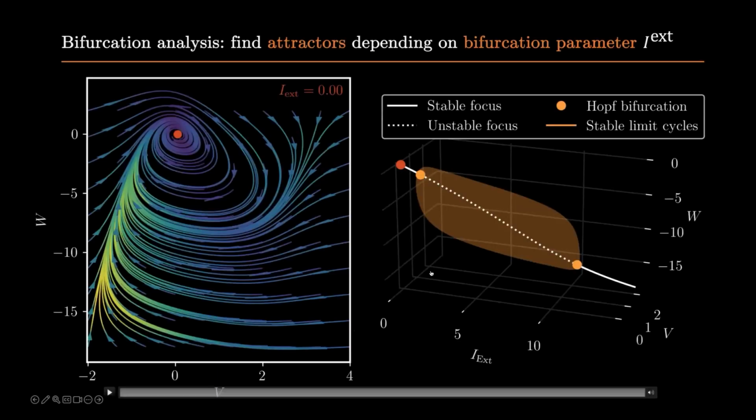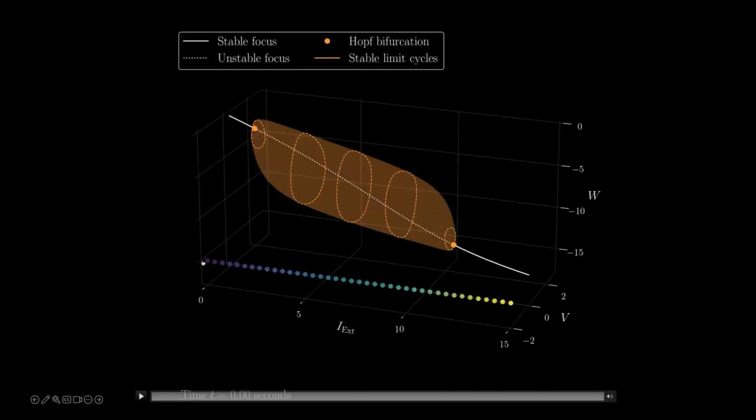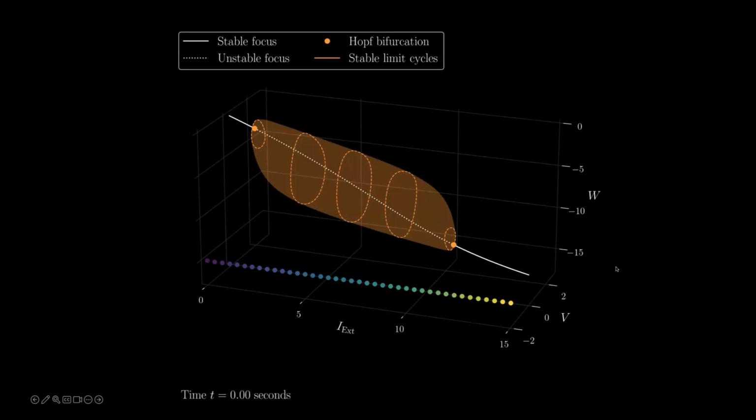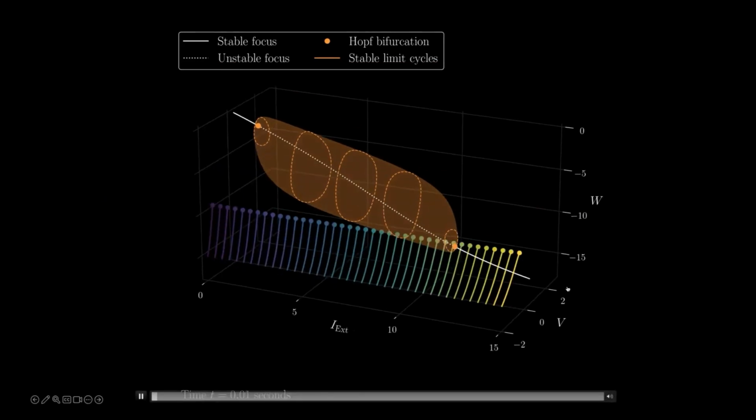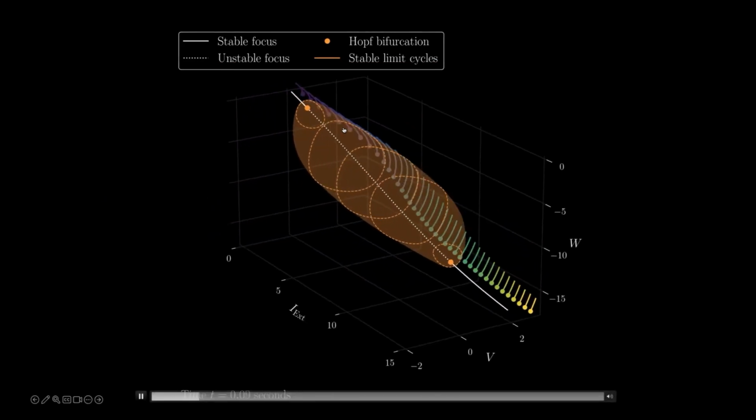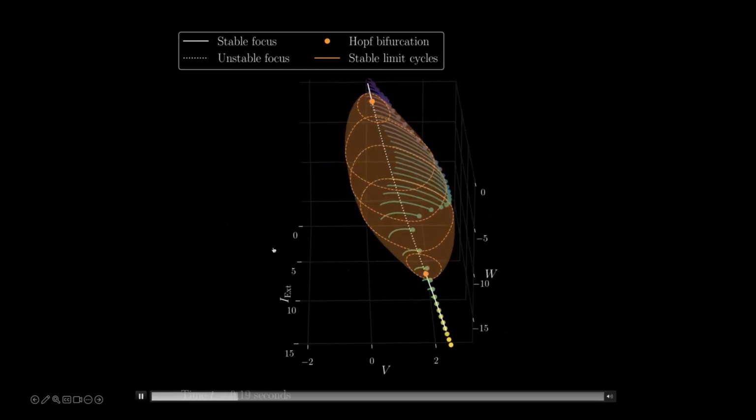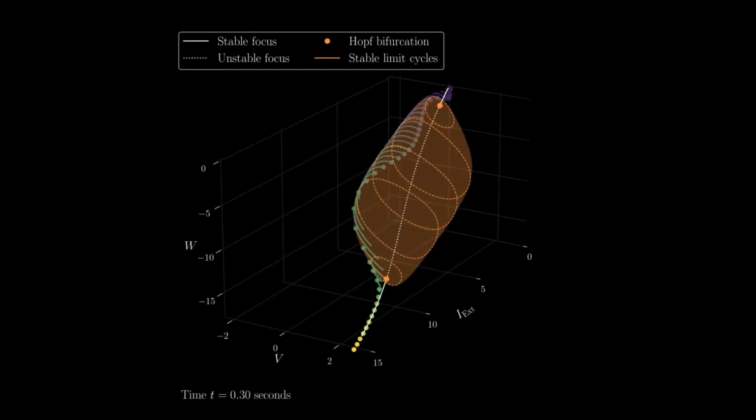To give you a better intuition of how to read this diagram in 3D space, I can show you this animation where we simulate several generic 2D oscillators, 20 or so of them. Each of them is uncoupled, but they have different parameters, like different external current parameters, from 0 to around 15. And we just start simulations of these uncoupled nodes and see what happens. And we can see that they start and they approach the attractors, which we know through the bifurcation analysis.